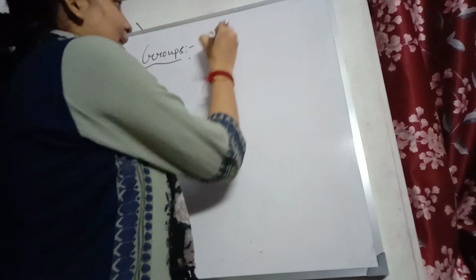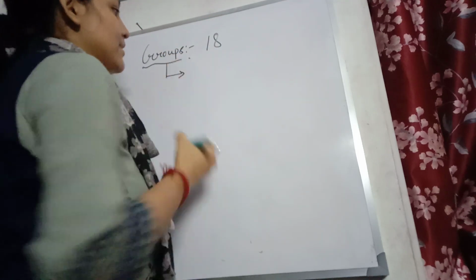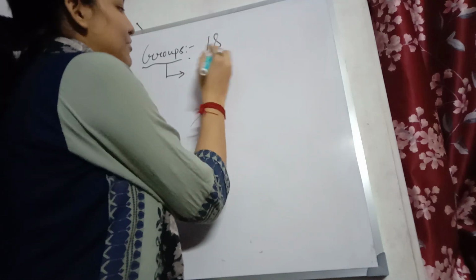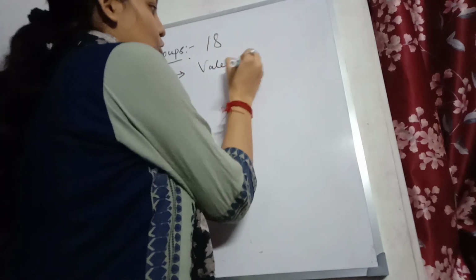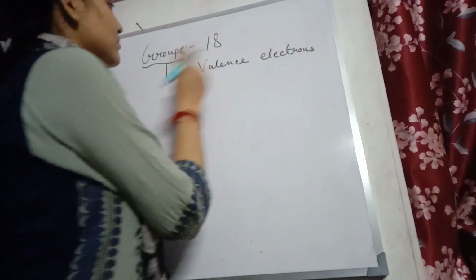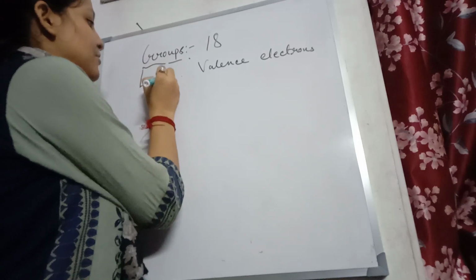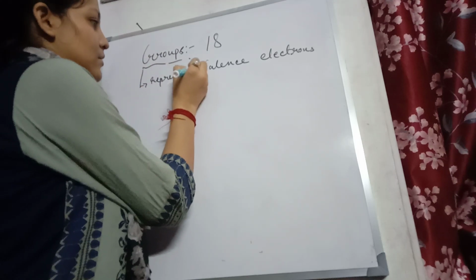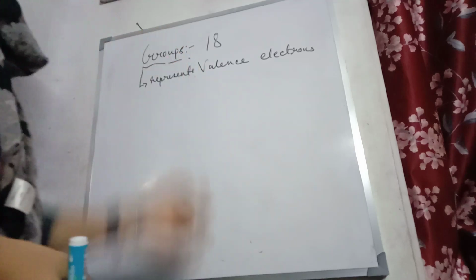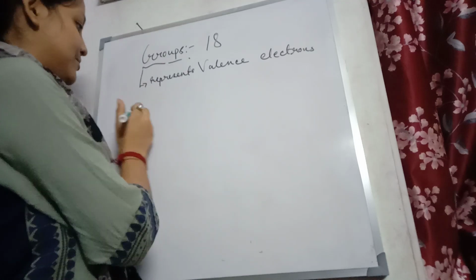Groups are the vertical columns that we already know since class 10. Now how many groups are there? 18 groups are there. Okay, and what do the groups represent? Basically, groups represent the valence electrons. Okay. Now we'll speak about the groups that we have.